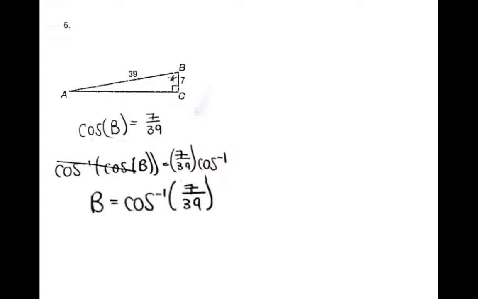Now to our calculators, we're going to go to second, draw, toggle down to inverse cosine number 4, hit enter, plug in 7 divided by 39, close parentheses, and we get that the angle measure of B is 79.7 degrees.